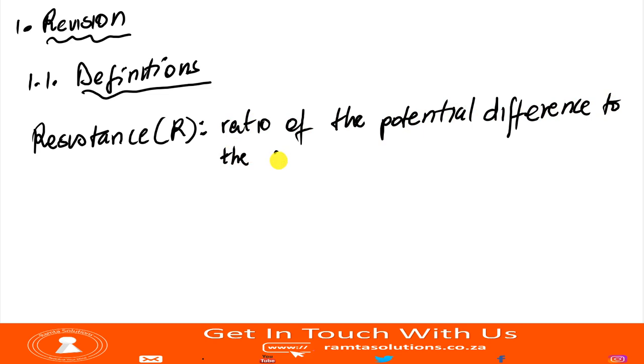The reason I'm giving you this definition rather than the one that says a measure of how hard it is to push electricity through a circuit element is because I want to be consistent with definitions of physical sciences. They basically lead you to your formulas, right? So R is the ratio of potential difference, which we symbolize with the letter V, to current, which we symbolize with the letter I. That's the beauty of it.